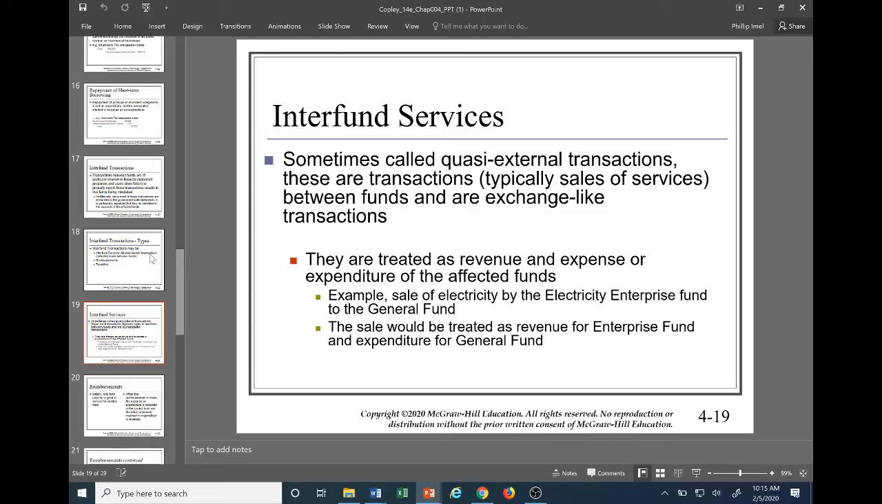So like I said, a good example is a sale of electricity by the enterprise fund to the governmental fund, as if they are not even related. As if you own a business, I own a business, and I'm going to sell you some electricity. No different. The only difference is the enterprise fund of the government is selling to the general fund of the government. So the sale would be treated as revenue for the enterprise fund, because the enterprise fund is the one selling it. And it'd be an expenditure for the general fund, because they're not expenses, but expenditures. Makes sense. The enterprise fund sold it, so they're going to count it as revenue. The general fund is receiving the electricity, so it's going to be an expenditure for them.